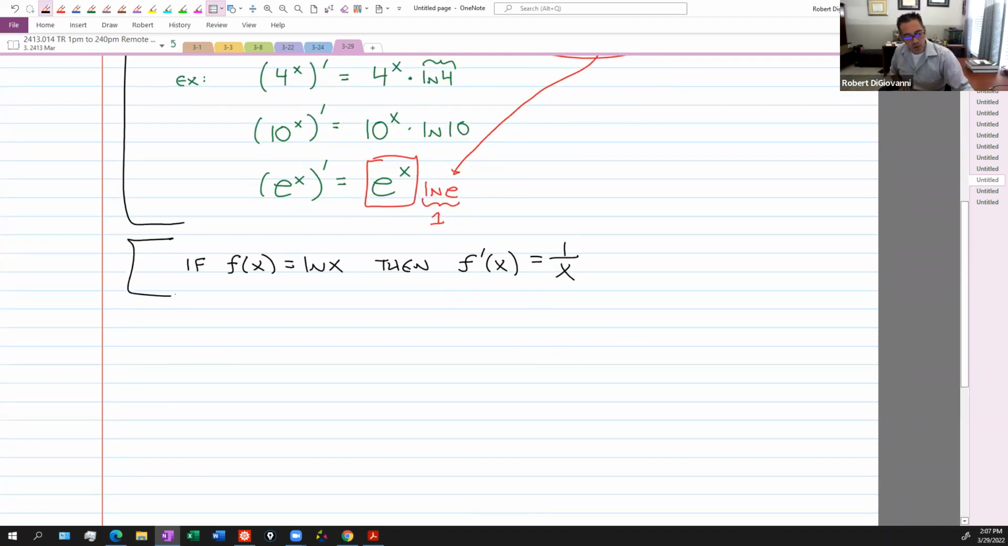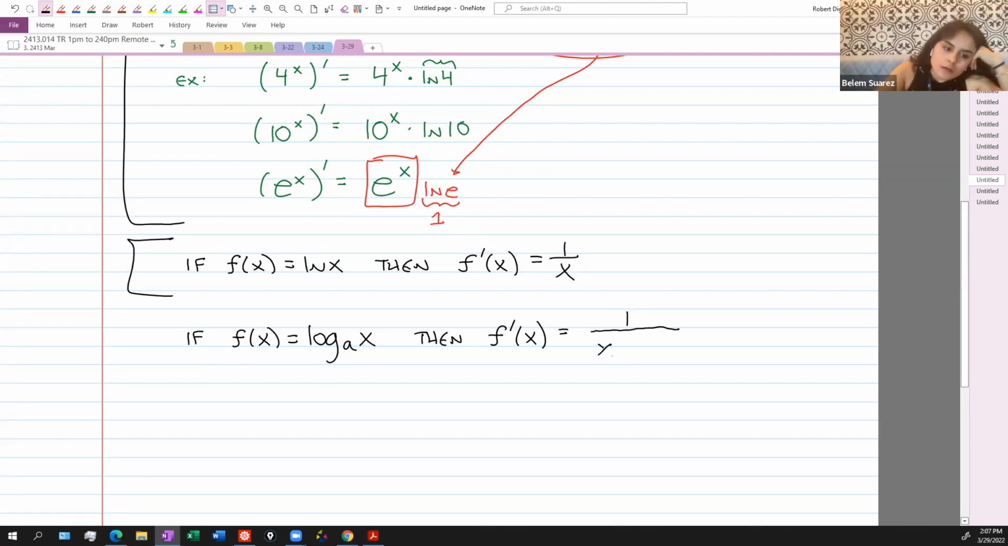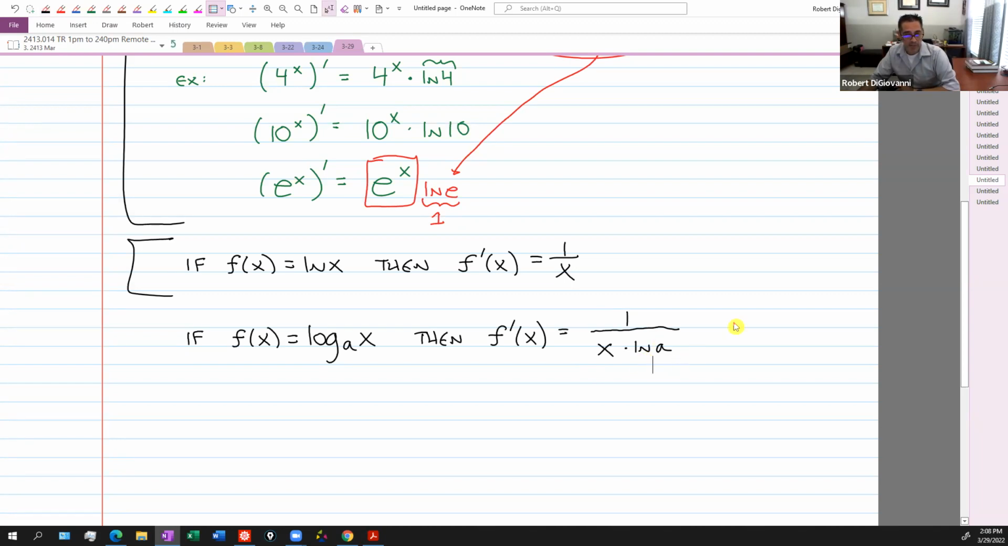What we don't know is what if we do just some arbitrary log, not that special one, but what if I take some other log that has some other base to it? What would the derivative be? Well, I'm not going to prove it to you, but I'm just going to tell you what it is. It's almost the same answer. It's 1 over x, just like this. But next to the x, you have to put natural log of a. Down on the bottom, put natural log of a down there.